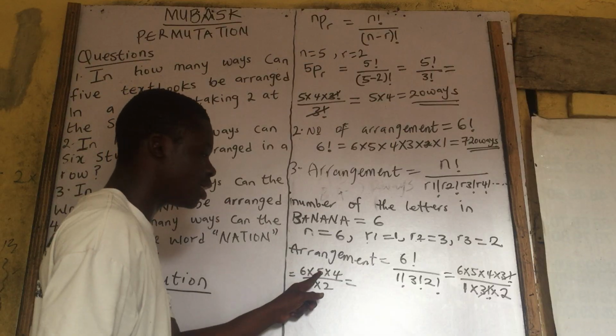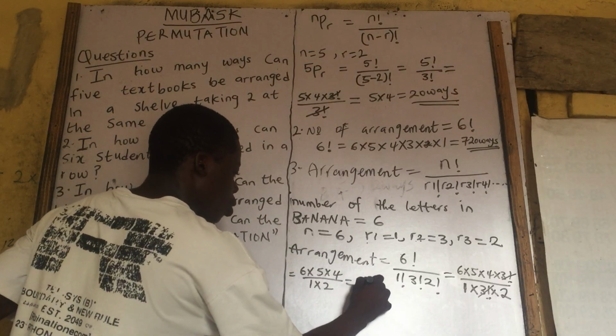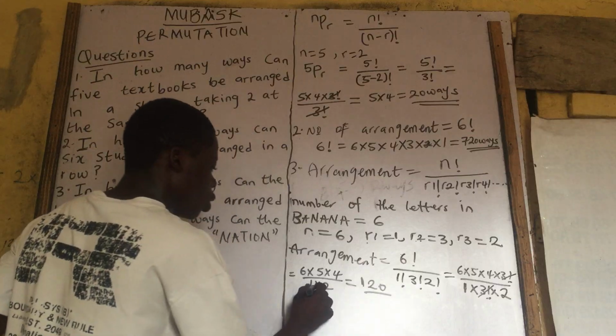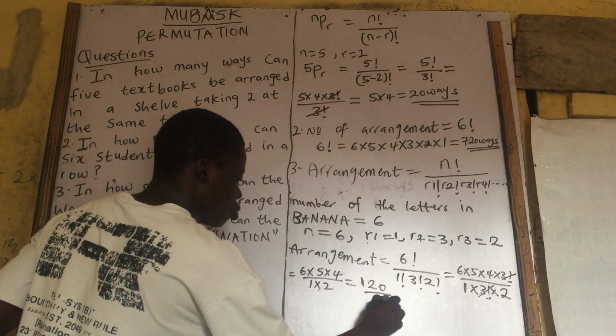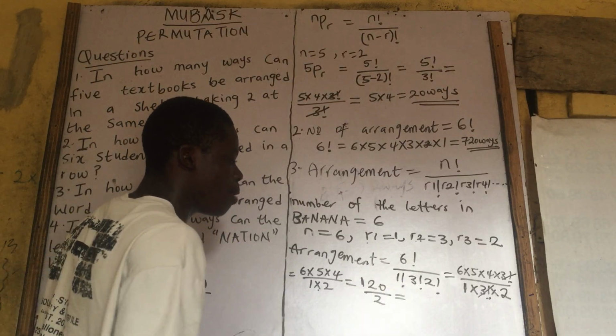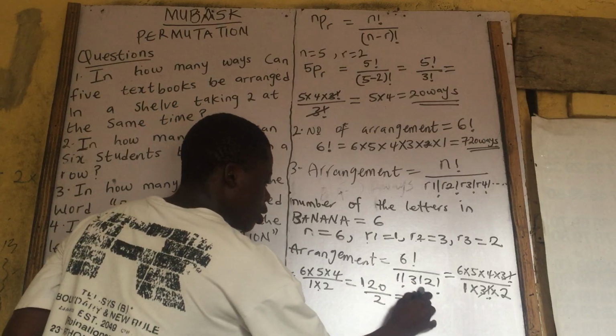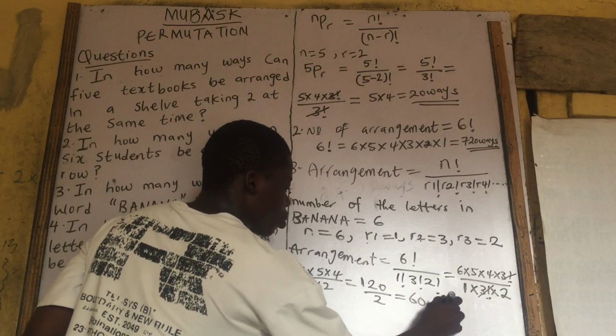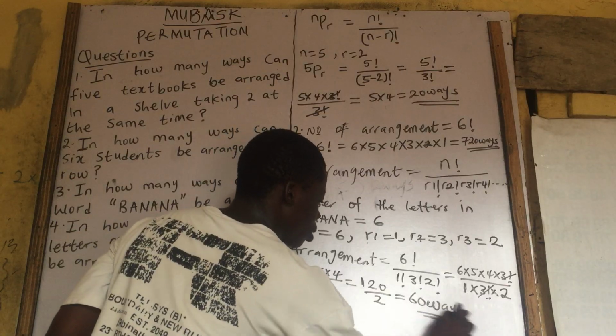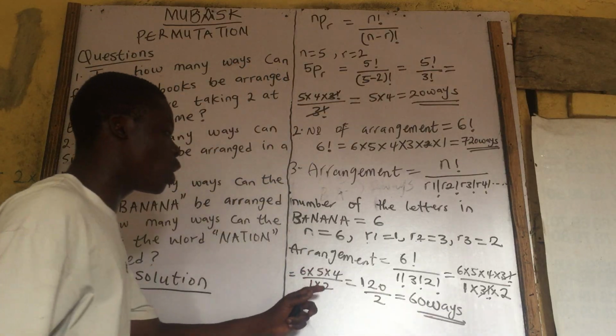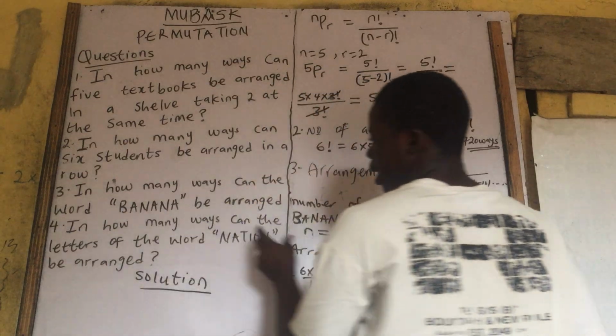6 times 5 is 30. 30 times 4 gives us 120, divided by 2, since 1 times 2 is 2. 120 divided by 2 gives us 60 ways. That is, we can use 60 ways to arrange the word banana.